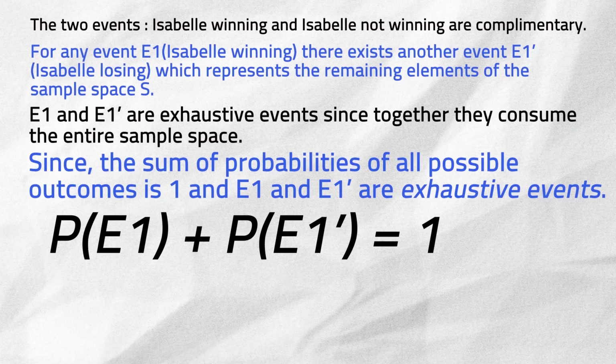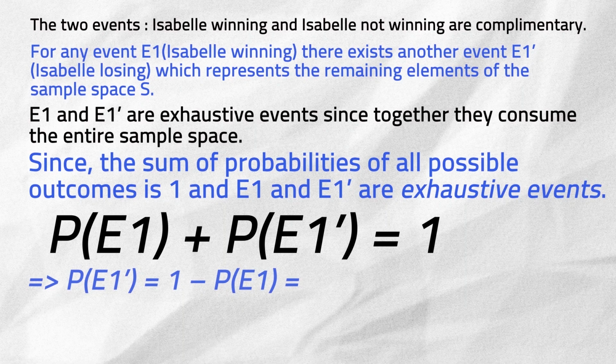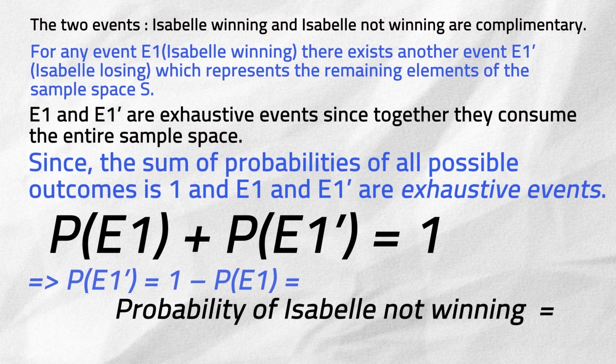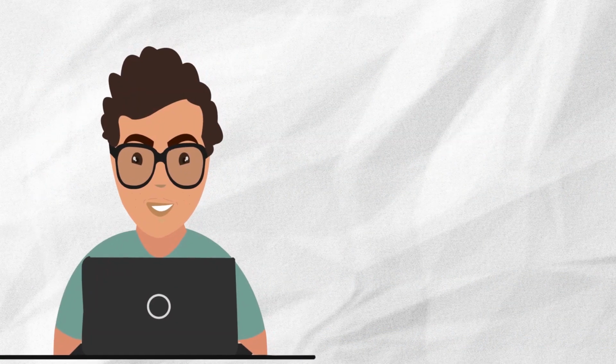Since the sum of probabilities of all possible outcomes is 1, and E1 and E1 complement are exhaustive events, probability of E1 plus probability of E1 complement is equal to 1. Therefore, probability of E1 complement is equal to 1 minus probability of E1, which is equal to probability of Isabel not winning equals 1 minus 35 upon 120, which is equal to 85 upon 120. Richard also observes the following.